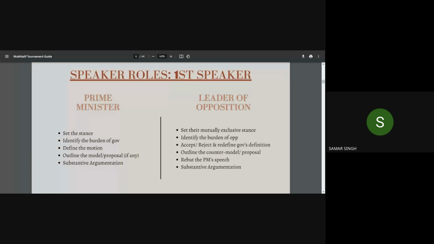It's not like a reply. It's their own individual independent speeches. So both of them give a 7 minute speech. First, the Prime Minister comes in and gives a 7 minute speech. Then after that speech ends, the Leader of Opposition comes in and gives a 7 minute speech.